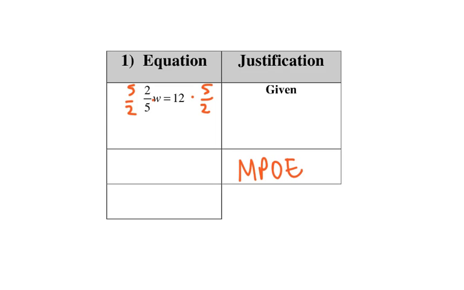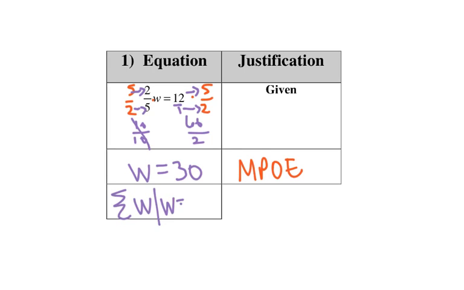Now on the left, I have 5 times 2, which is 10, over 2 times 5, which is 10, and that's why everything cancels out. So I just have W equals, over on the right, 12 times 5 is 60, and 1 times 2 is 2, and 60 divided by 2 is 30. And so that's my answer, writing that in set notation, W such that W is equal to 30.